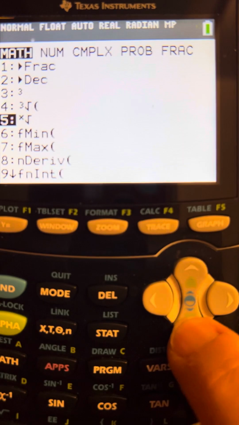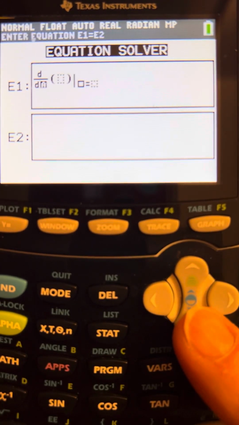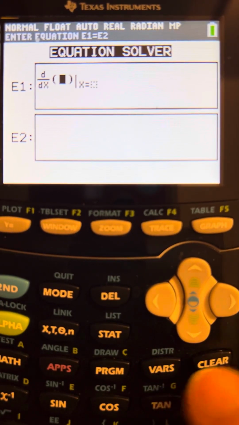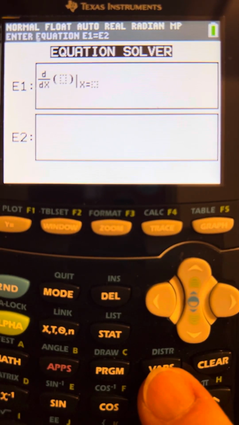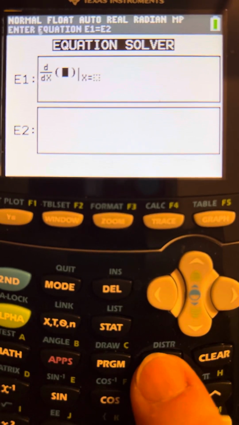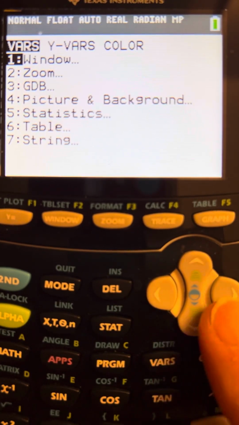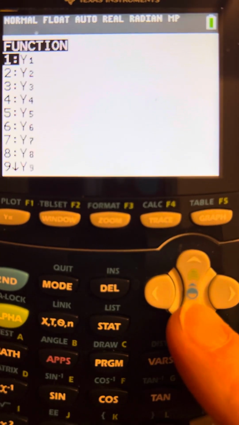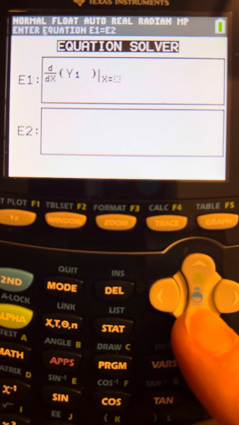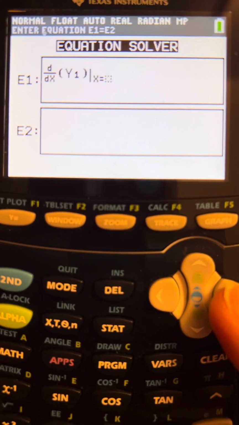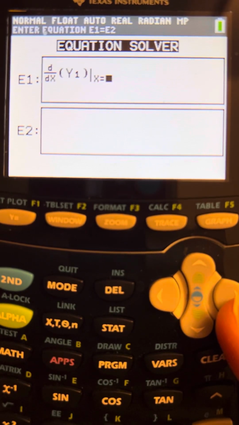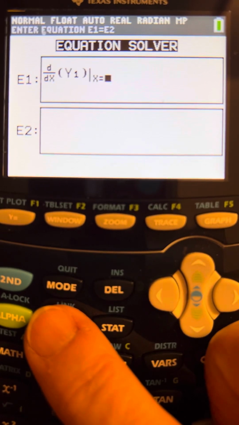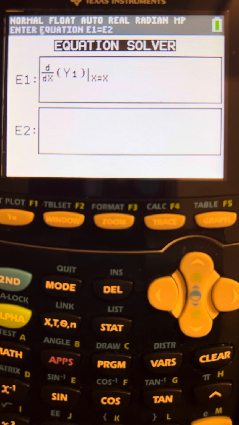I'm going to find my derivative, the numerical derivative with respect to x of that expression in my y1. So I'm going to use my vars key right here and scroll over to y-vars, then function, and select y1. So I'm going to find the derivative of y1, and I don't know what point, so I want the whole derivative at every value of x. So I'm going to say x equals x.